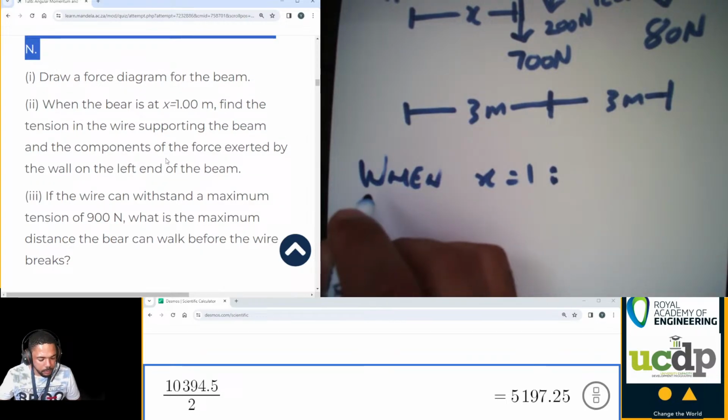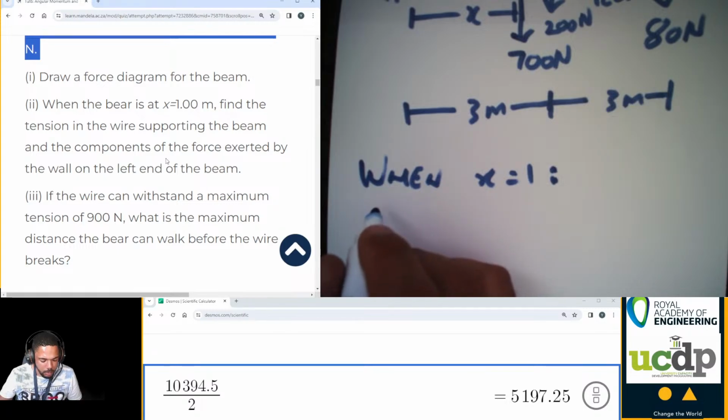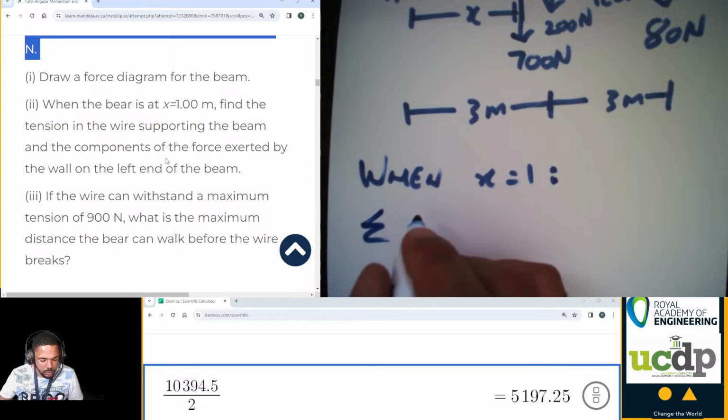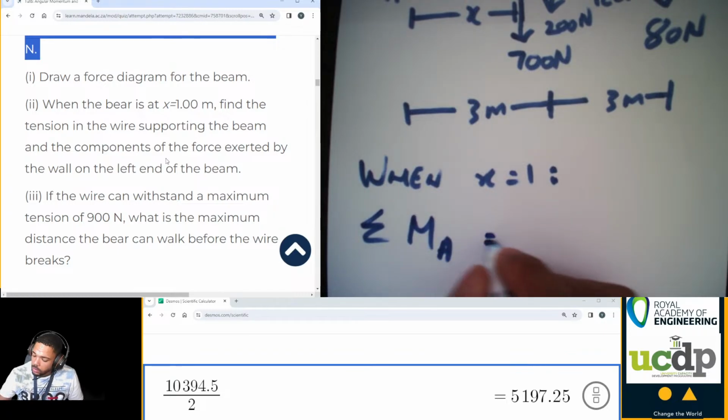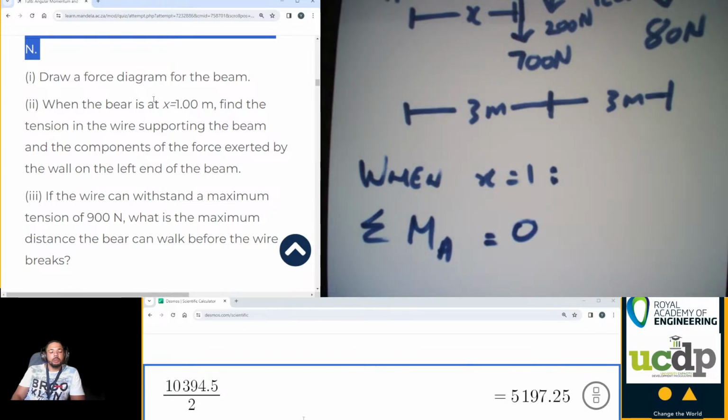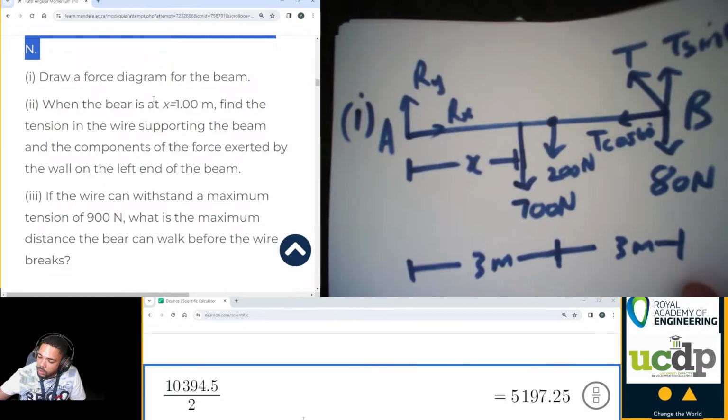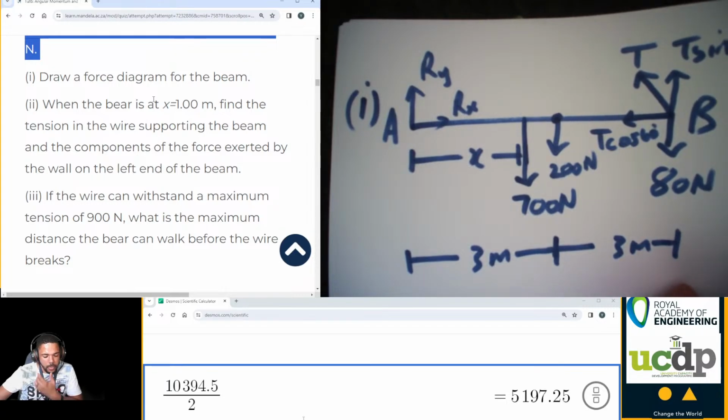That means the sum of the moments, not momentum, sorry, the moments, around point A is equal to 0. Now we've done moments; it is just force multiplied by distance. Okay? So it's perpendicular force multiplied by distance. That is moment.